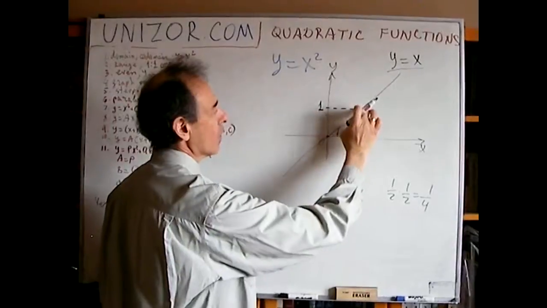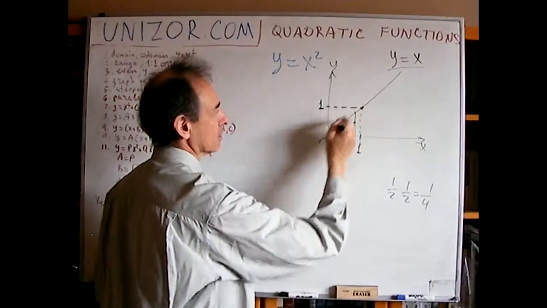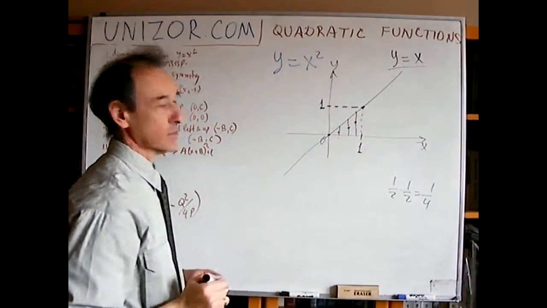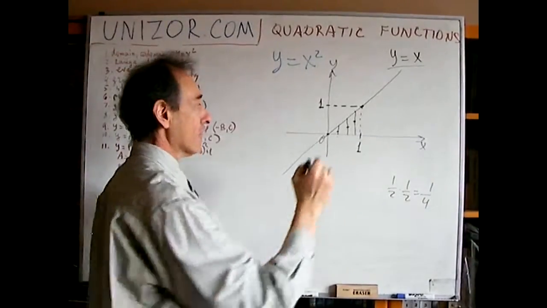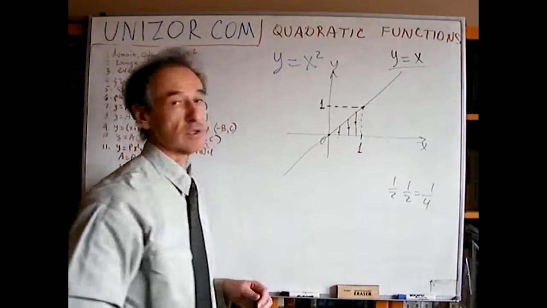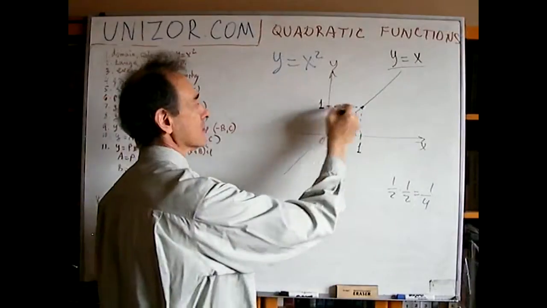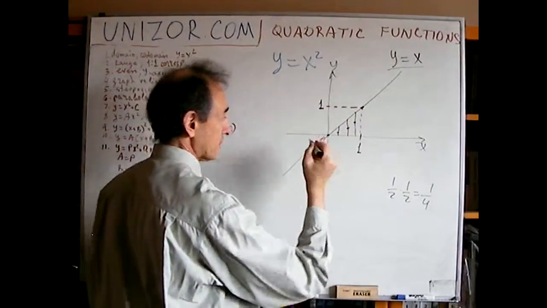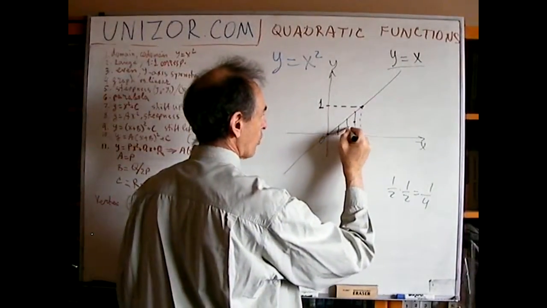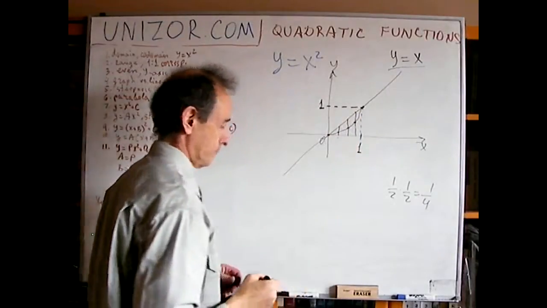So the function will go under this particular line, y is equal to x. However, at this point, it intersects it, because the value of the function is exactly the same. So I'm assuming, basically, that the function will probably go something like this.